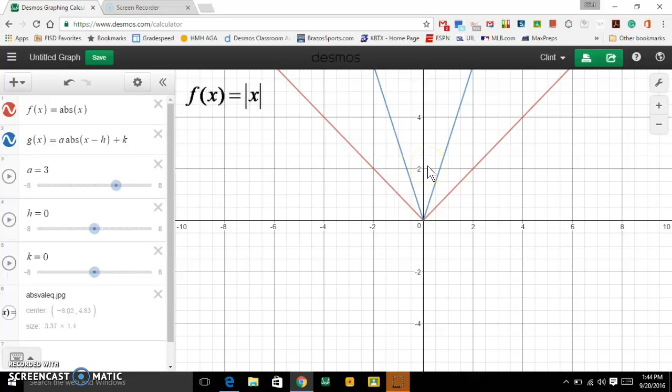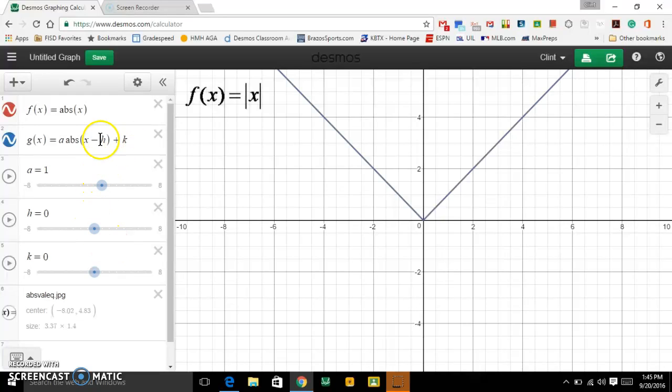One's positive, one's negative. Let's go over an example again. Let's say A was negative 1. All that does is flip the graph over the x-axis. The slope of the right side is negative 1 because it goes down 1, right 1. The slope of the left side would be positive 1. So A acts the same as when we did vertical stretches and compressions. Let me reset A back to 1.